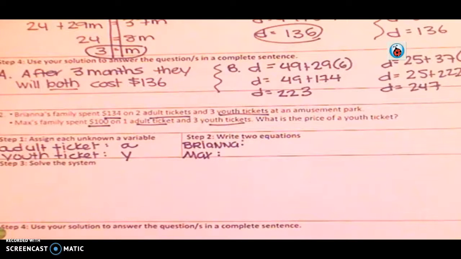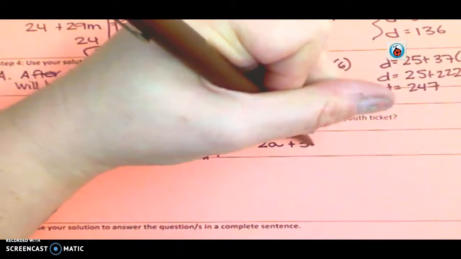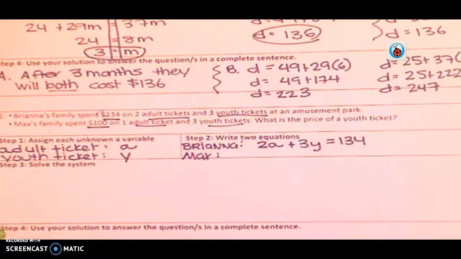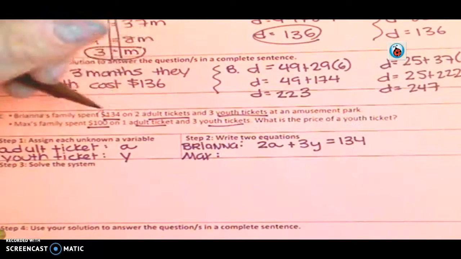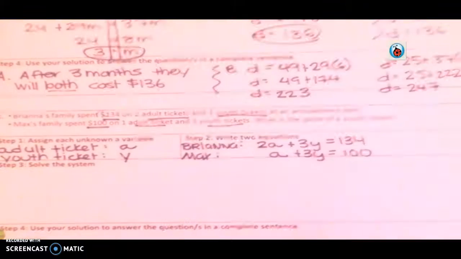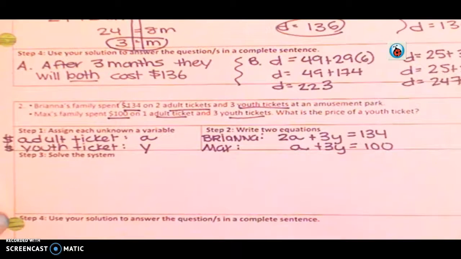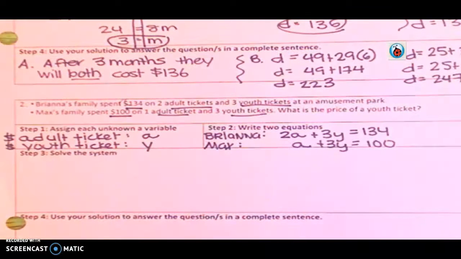She gets 2 adult tickets, and she's spending that total. So 2 times whatever an adult ticket costs plus 3 times whatever a youth ticket costs is going to give her a total of $134. Then we have Max's family. He bought 1 adult ticket and 3 youth tickets and spent $100. All right, so there's my setup for that one. Okay, now you've got a system. You got 2 equations. Go ahead and pause and solve, and let's check back in.